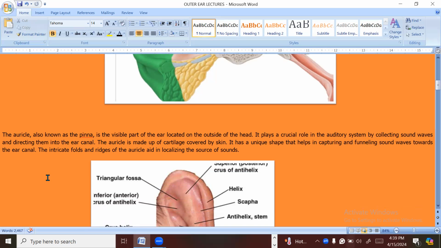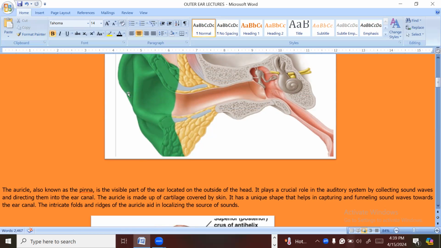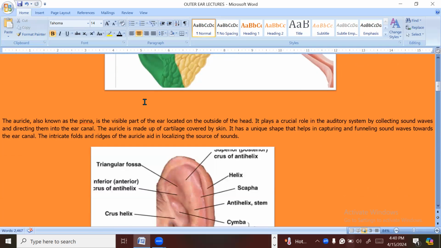These foldings we are looking at here help in localizing sound waves. So the way it's being shaped and placed is to concentrate sound waves in here, so that air can vibrate here and generate a wave motion inside the perilymph of the inner ear. So these intricate foldings are essential for localization of sound waves. Now let's look at these foldings and their names.